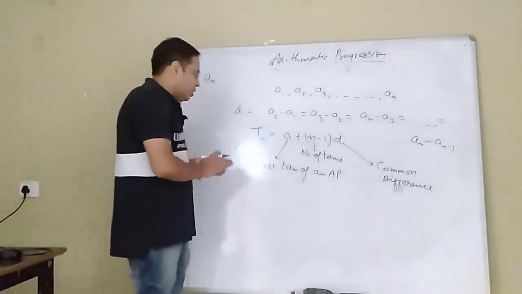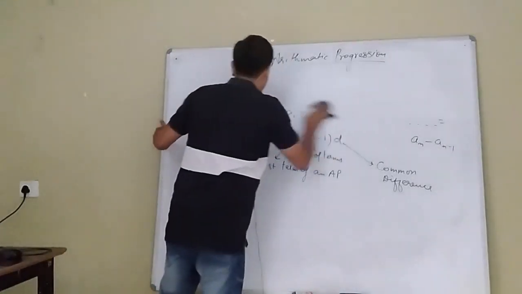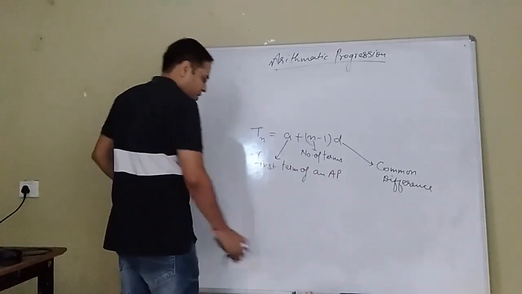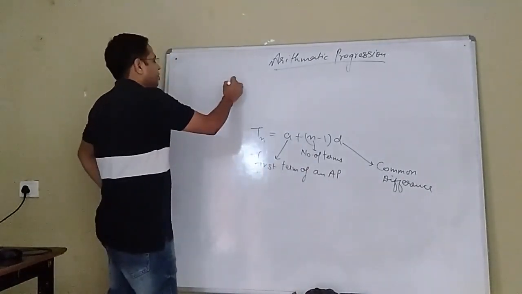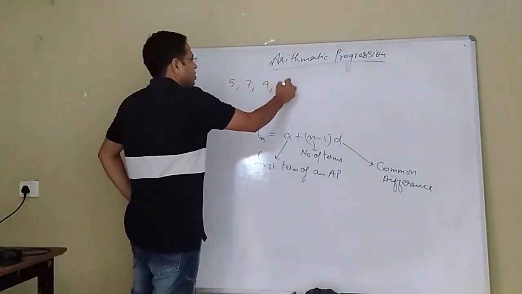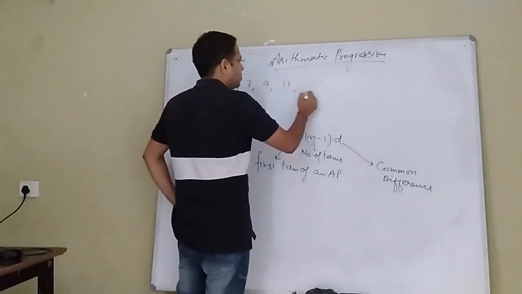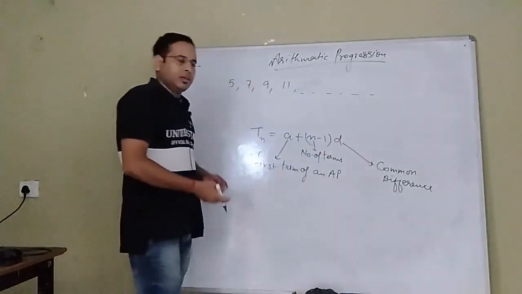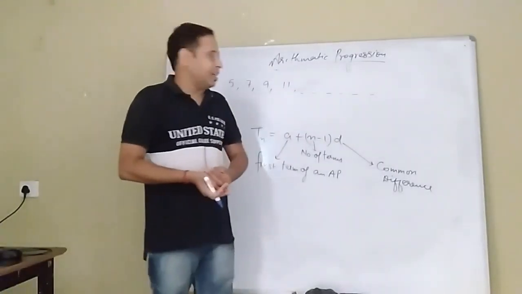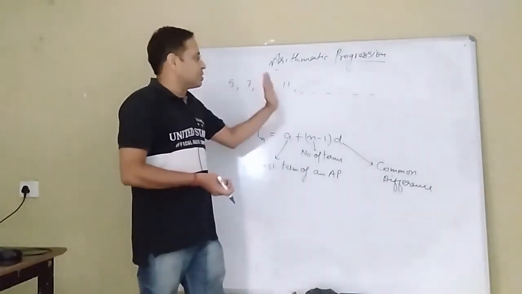Now it will be clear with the help of an example. For example, we take a sequence, an arithmetic sequence. अगर हम ले लें 5, 7. Okay, so this is an arithmetic progression up to the number of terms I don't know. Now this is an arithmetic progression. If I ask you to find out the seventh term of the sequence, है ना? इस सीक्वेंस का 7th term.